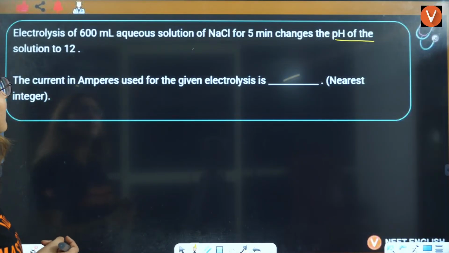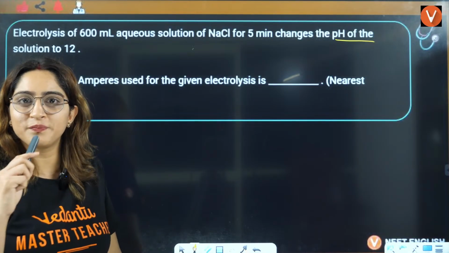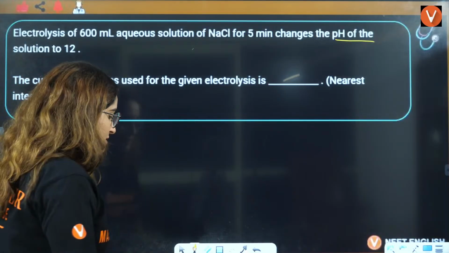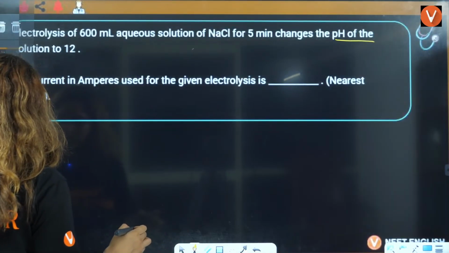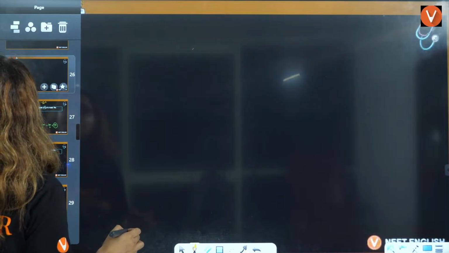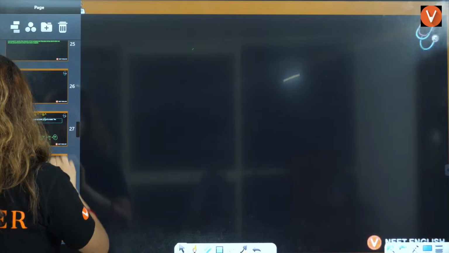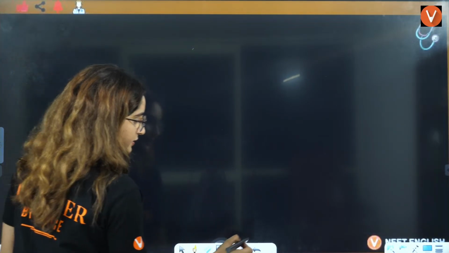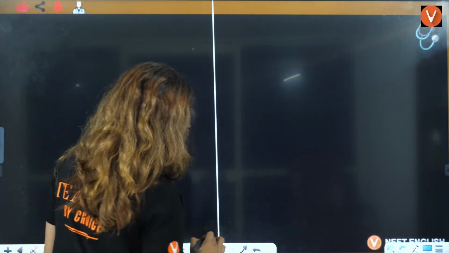Okay. Now, can you calculate the number of moles here? Yes, you can calculate the number of moles. So let's understand this thing with the help of number of moles. Let's understand this with the help of one important thing here, that is, in terms of number of moles, how you can write this formula.